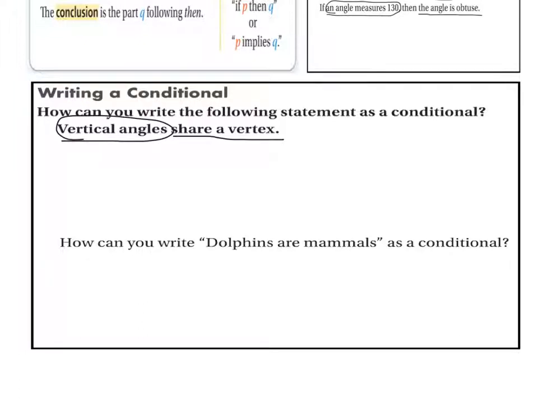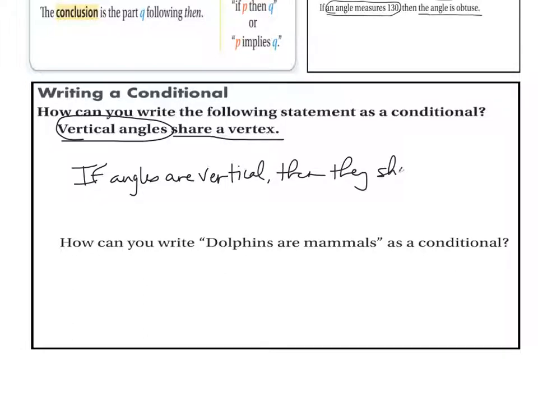So if I want to write this: if angles are vertical, then they share a vertex. I've now written that as an if-then statement. I can identify the hypothesis and the conclusion. Again, the hypothesis is the part that goes with the word if, and the conclusion is the part that goes with the word then. So the hypothesis here is angles are vertical, and the conclusion is they share a vertex.